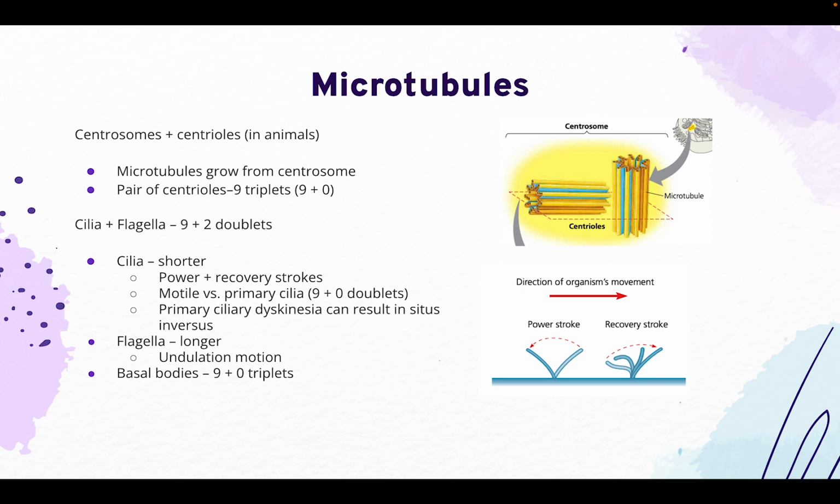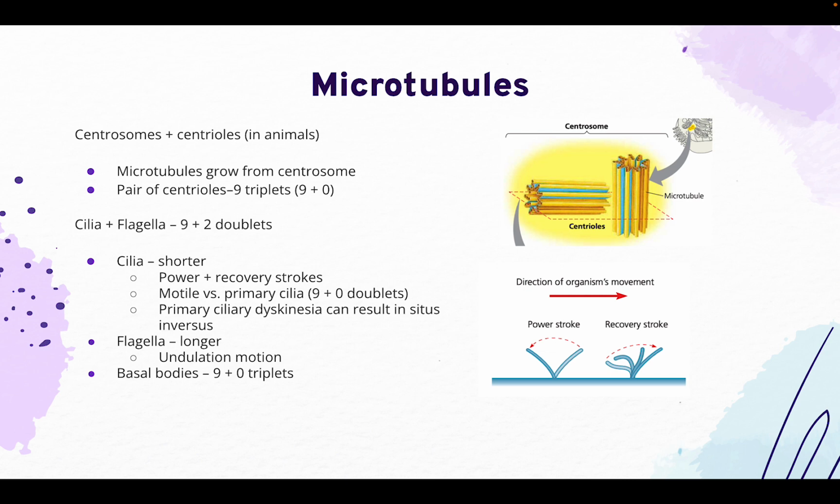Whereas flagella have an undulating motion, kind of like a fishtail. So they move differently, right? And for cilia in particular, there's motile and primary cilia. When we said that the cilia were 9 plus 2 doublets, we're describing motile cilia. But each cell has one primary cilium, and that's a 9 plus 0 doublet. So, again, that's a distinction worth remembering.